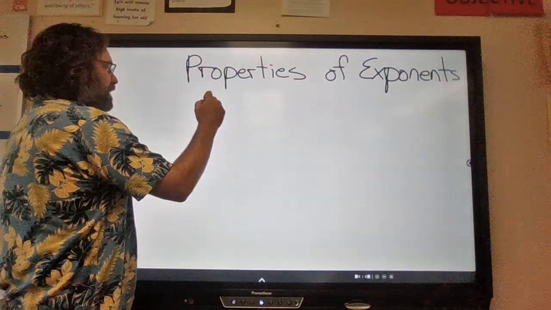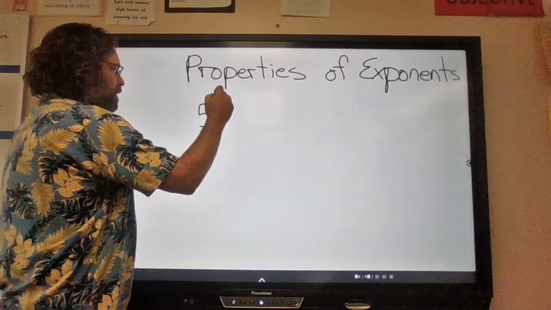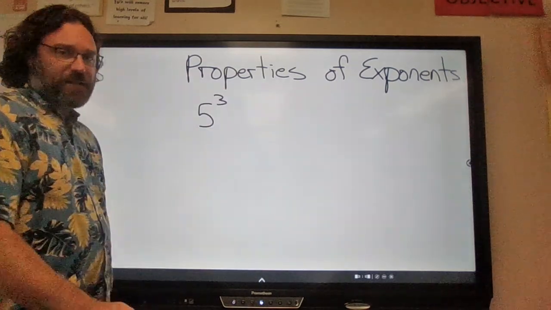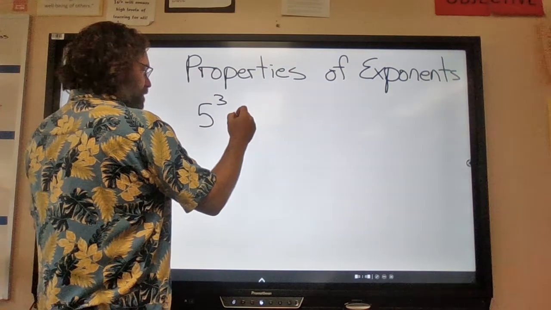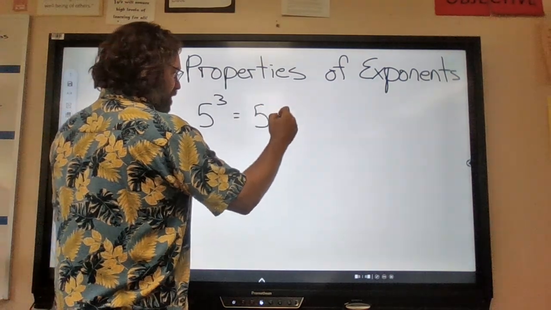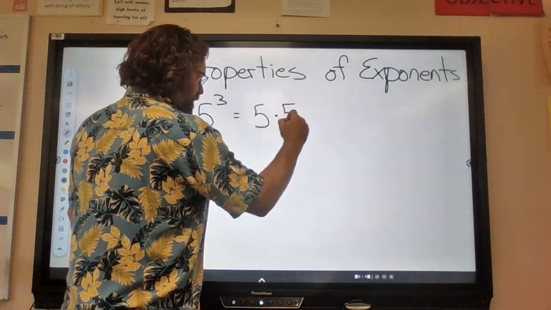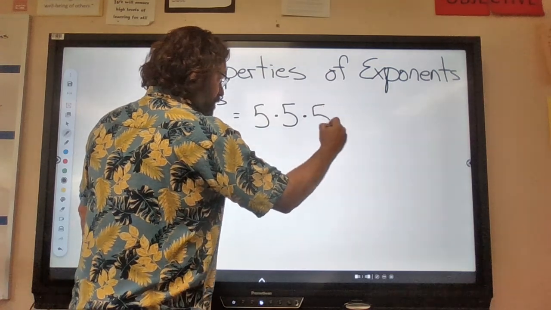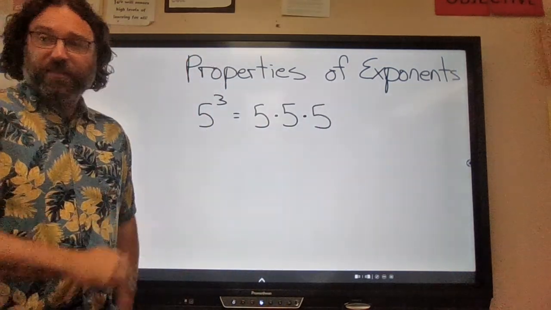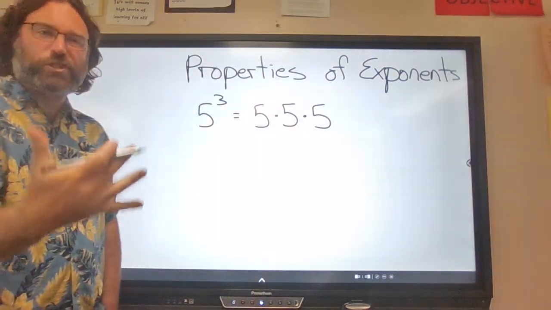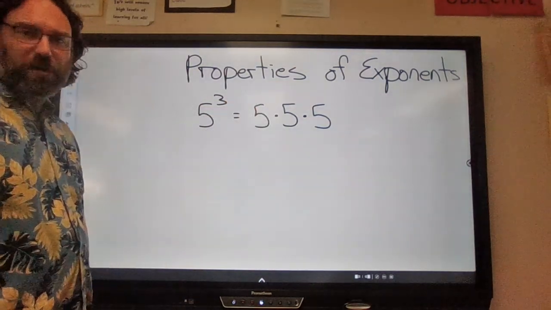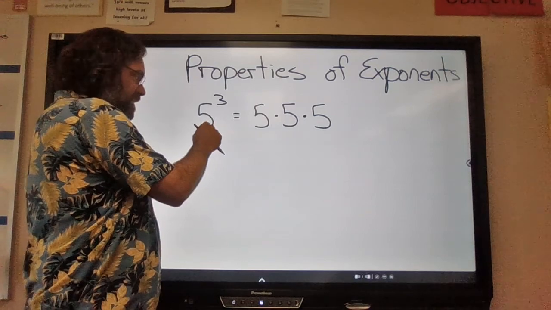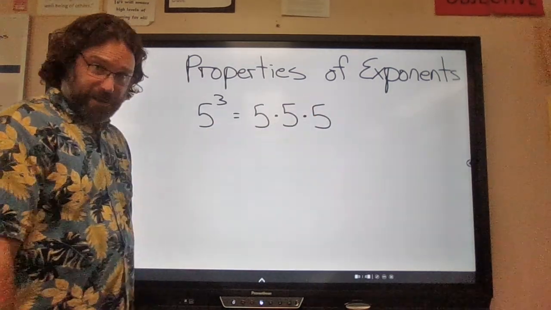So if I were to give you 5 to the third power, what does that mean? Well, we know that that is 5 times 5 times 5. Okay? That little exponent gives us kind of a shorthand, so to speak, and it tells us what's going on. It means I'm going to multiply this number 3 times.